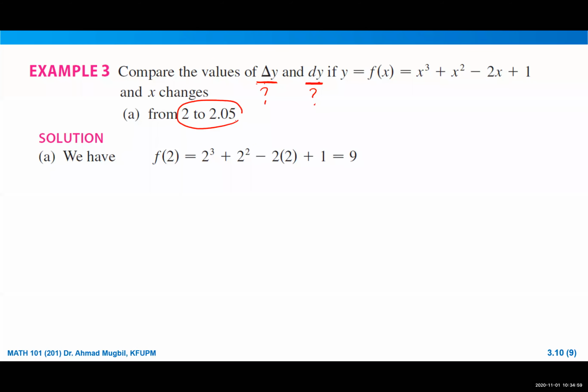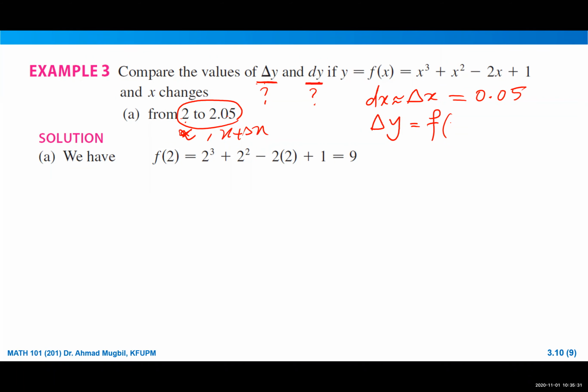So what can we conclude from here, Shabab? What is delta x? 0.05. Yes, the difference from here to here. So it is also approximately dx, by the way. Now delta y will be f of what? So this is a, this is x, and this is x plus delta x. So here it is f of x plus delta x minus f of x.